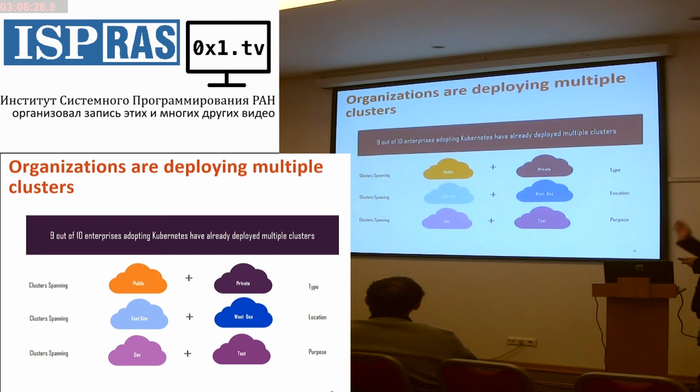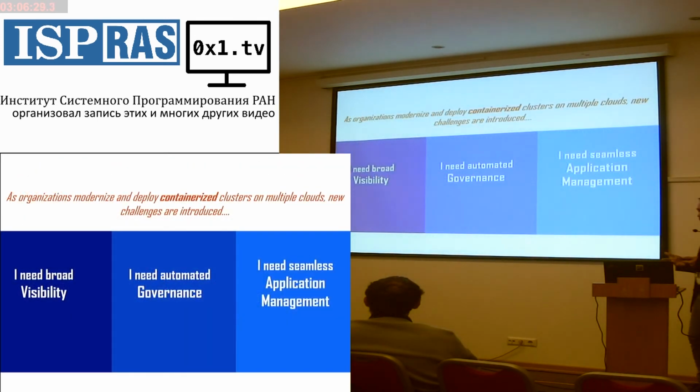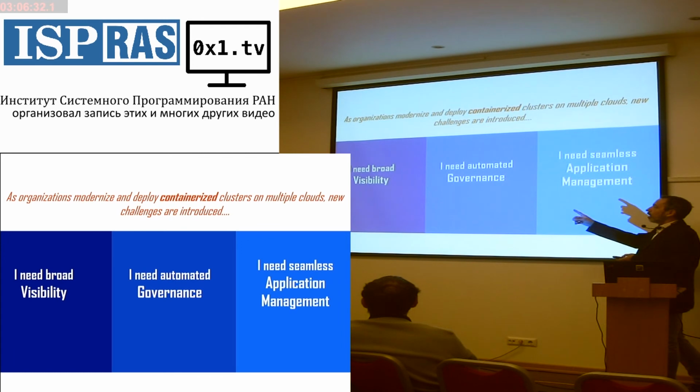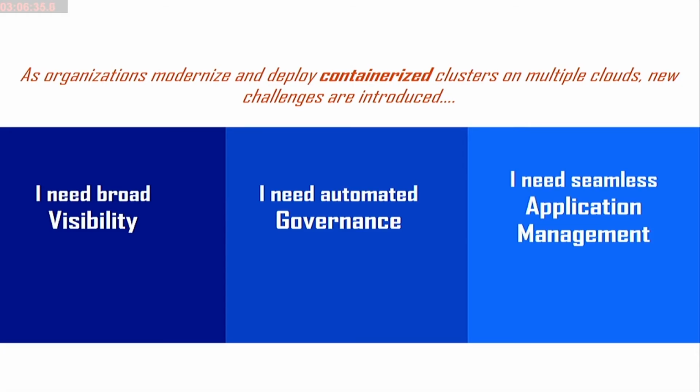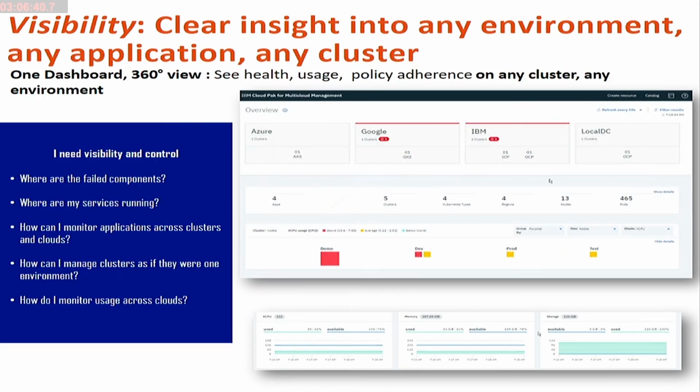But having multiple clusters raises new challenges, because you need to have a global view amongst all those clusters. You need to have governance and you need application management. And that leads us to something that would be great to have: for all the clusters, whatever the data center, whatever the cloud provider, whatever the kind of Kubernetes distribution we are using, we'd like to have a view on all those clusters, checking in one page the health and the usage of all of them.